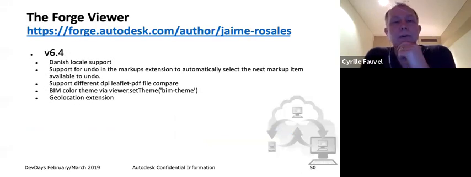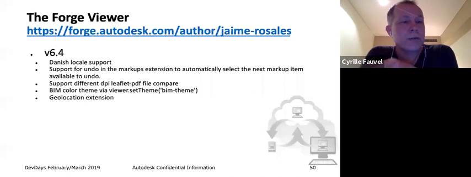The Forge viewer. So there were a couple of changes about the viewer along the year. In theory, every month we have a new version coming. So right now, if I'm not mistaken, the latest version is version 6.4, where we introduced Danish locale support and undo for markups. Here, I would say this is Forge markups, not the BIM 360 markup. So just be careful. They are different today.